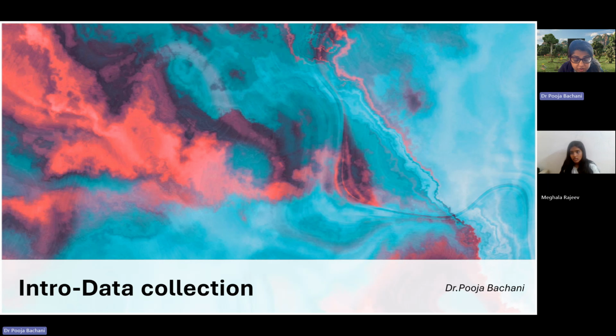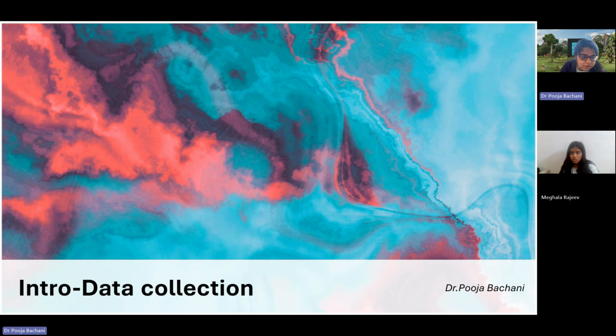So now this is the main part which we are going to do today, the data collection. As you know, Meghla, today we are going to dive into how scientists gather the information or the evidence they need to answer their big questions. This process is called data collection. They collect evidence from whatever experiments they are doing.